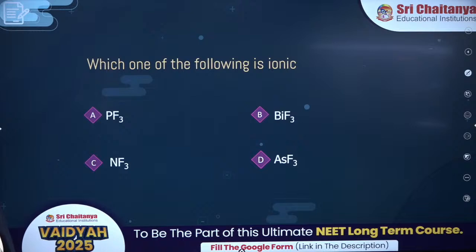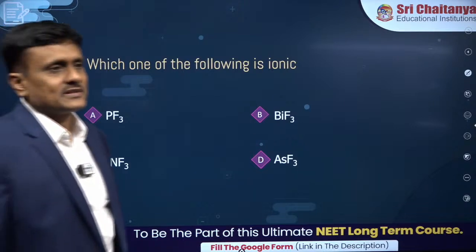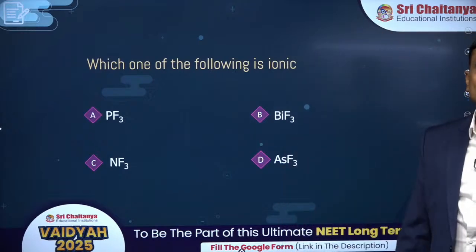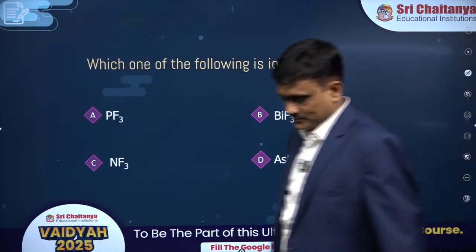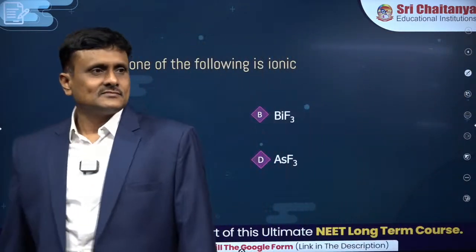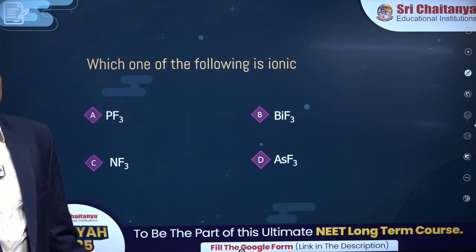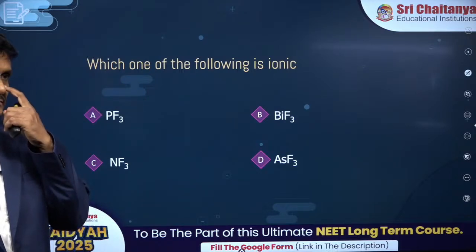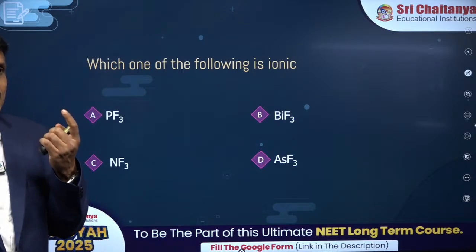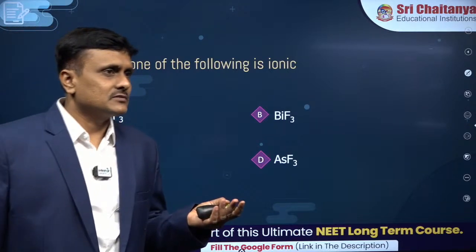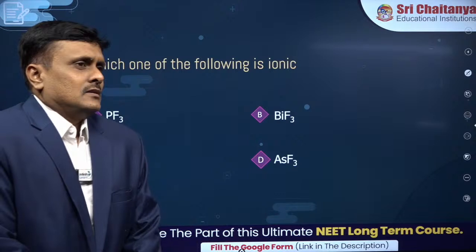Which one of the following is ionic? Come on, this truly tests your merit, buddies. What's your answer, Aman? Waiting for your answers, buddies. What's the last answer? Come on, wind up. B. Anish says B. Sai Vishwak Rudra said D.